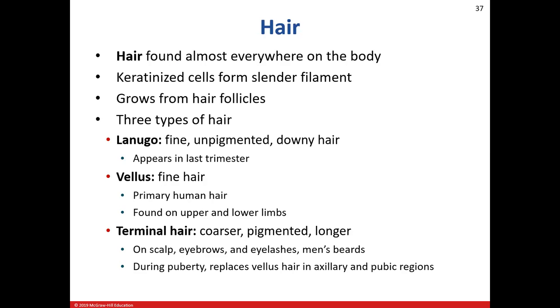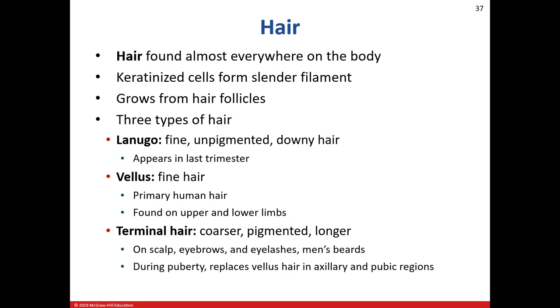So our next accessory then is the hair. Now hair is found almost everywhere on the body. Essentially, hair is keratinized cells that form a slender filament. They grow from our hair follicles within our skin or our integument layers.